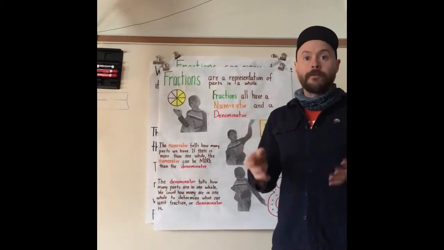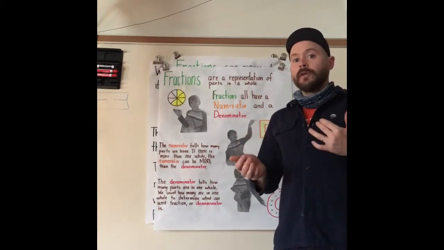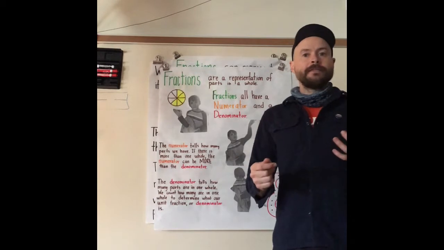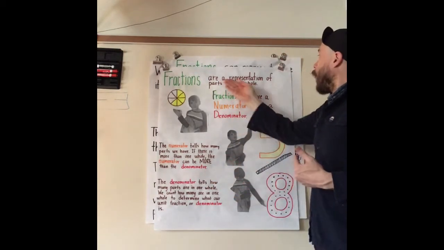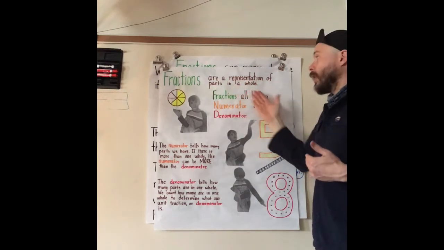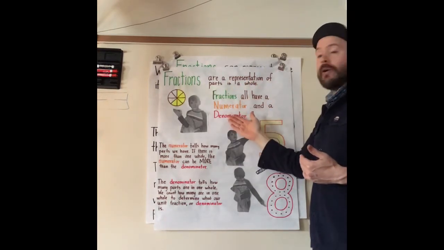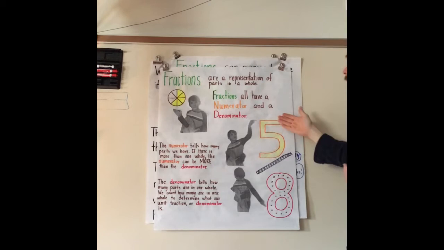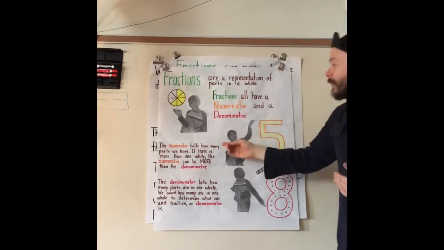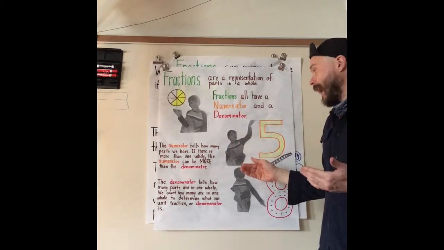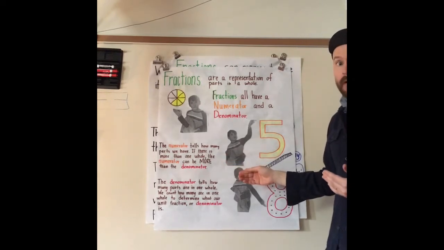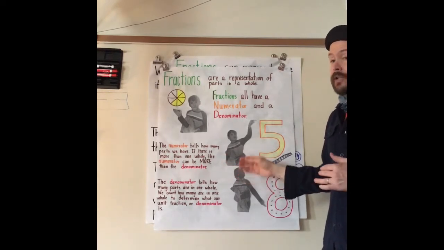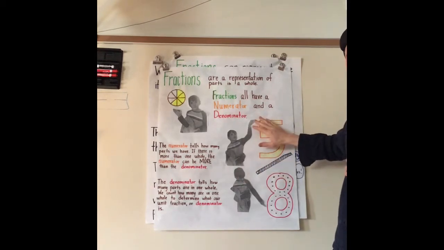Okay, fractions. Let's talk about those real fast because we learned about them before we left. Fractions, as you may remember and as Blake is pointing out, are representations of parts in a whole. Fractions all have a numerator and a denominator. Here's the numerator. The numerator tells how many parts we have. If there is more than one whole, the numerator can be more than the denominator. So the numerator is the number on the top part of a fraction.